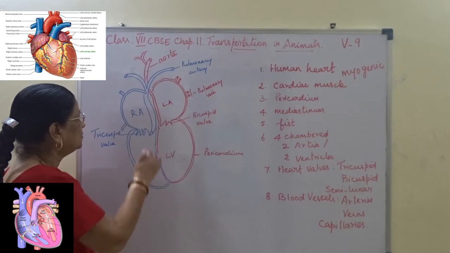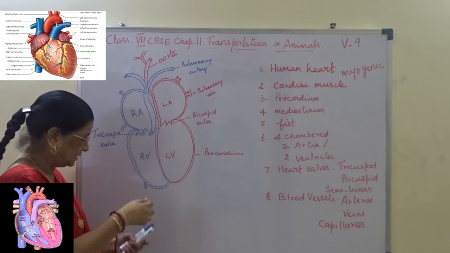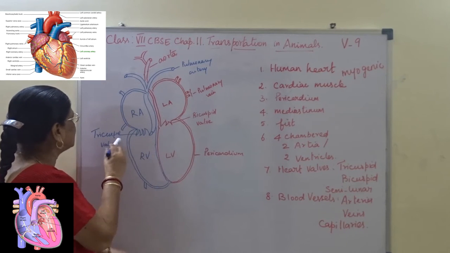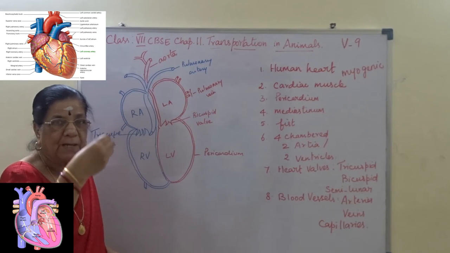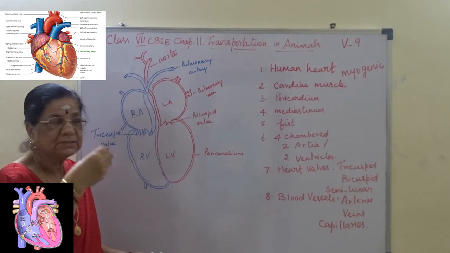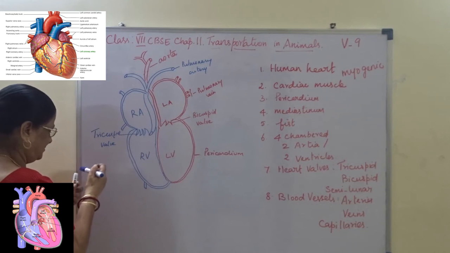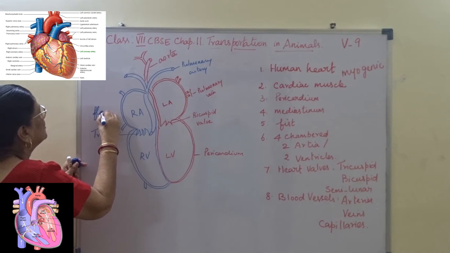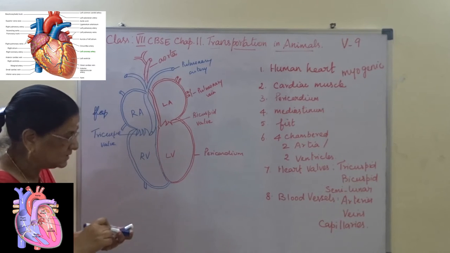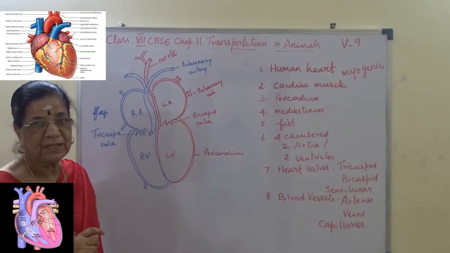Okay. So now the right atrium is opening into the right ventricle through the tricuspid valve. There are three, right? A cusp means a flap-like projection. We call it a flap. Tricuspid flap. It will have flap-like projections. As there are 3 of them, this is called the tricuspid valve.